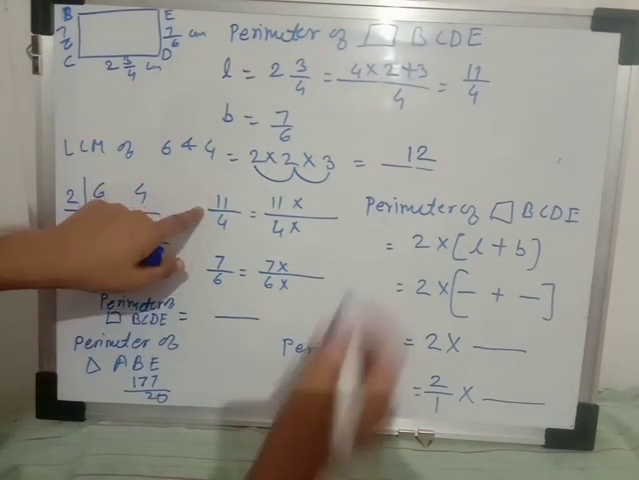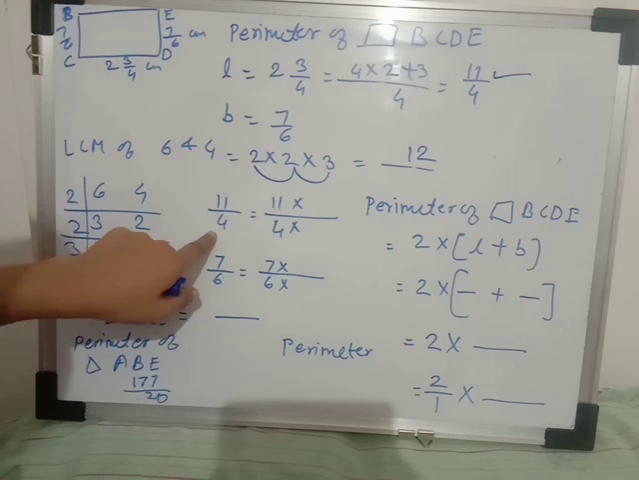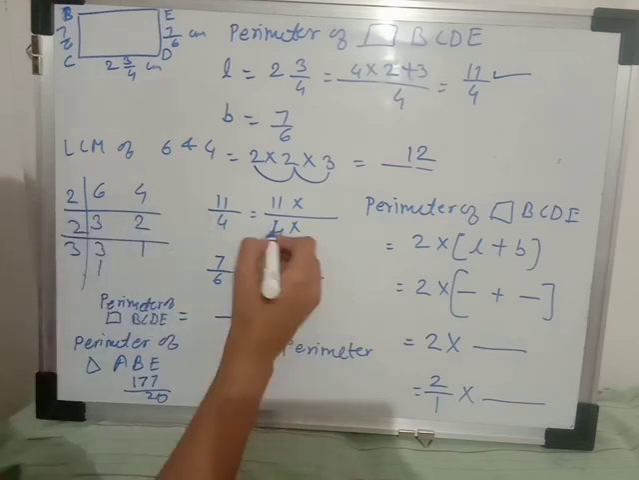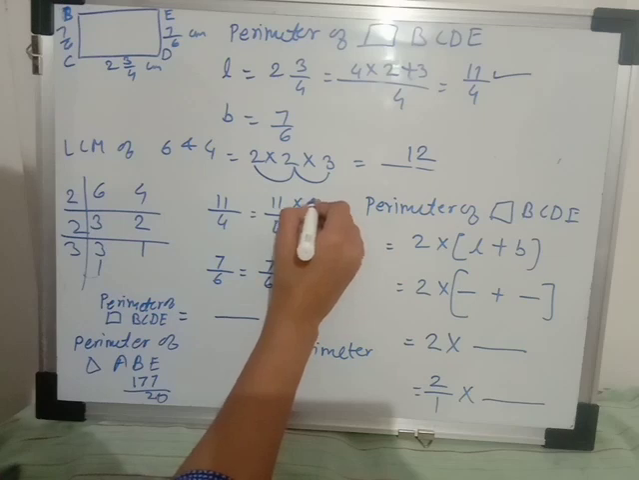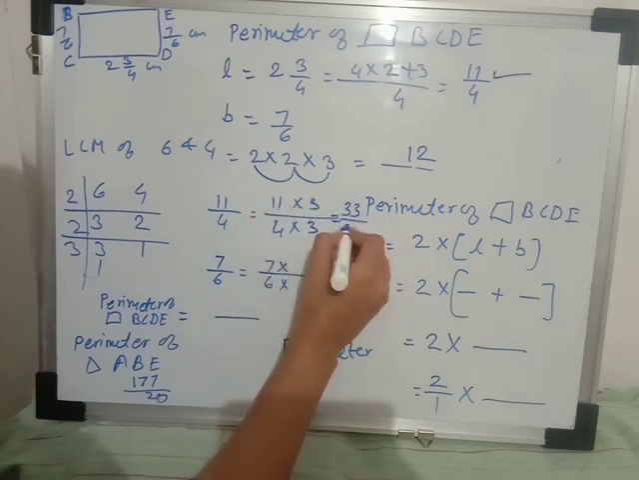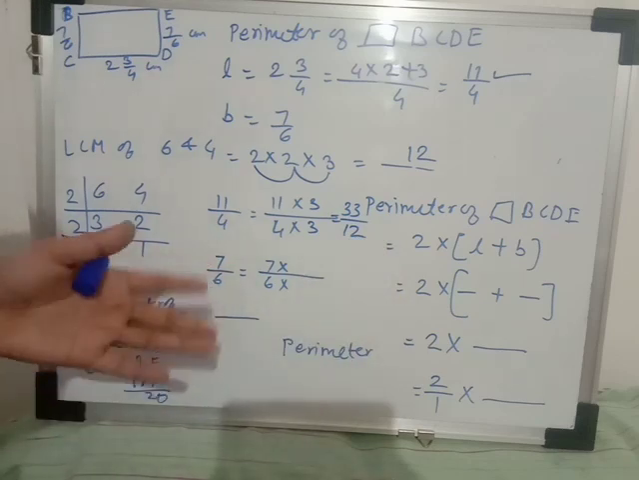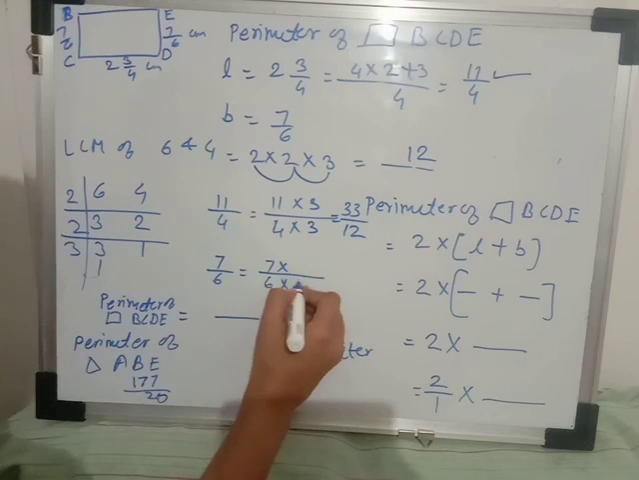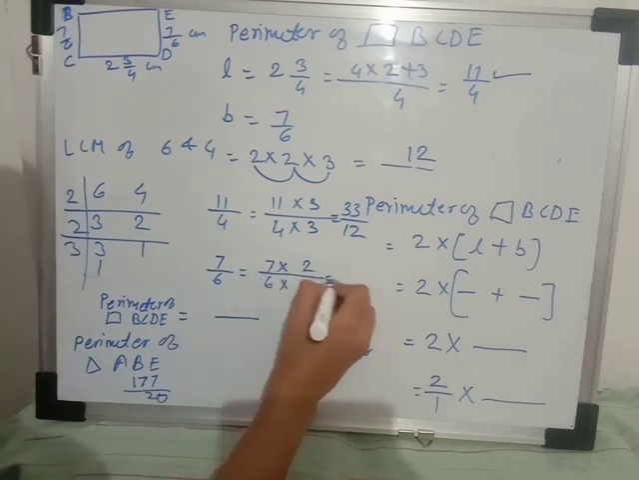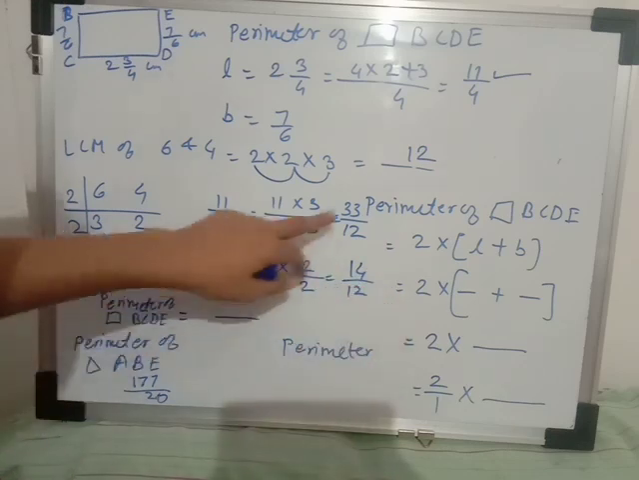Now our first fraction is 11 by 4. Which number will I multiply with the 4 to get 12? That is 3 only. 4 3s are 12, and 11 3s are 33. Again, which number will I multiply with the 6 to get 12? That is 2 only. So 7 multiplied by 2 is 14, 6 2s are 12. Okay, so here we got the fractions.